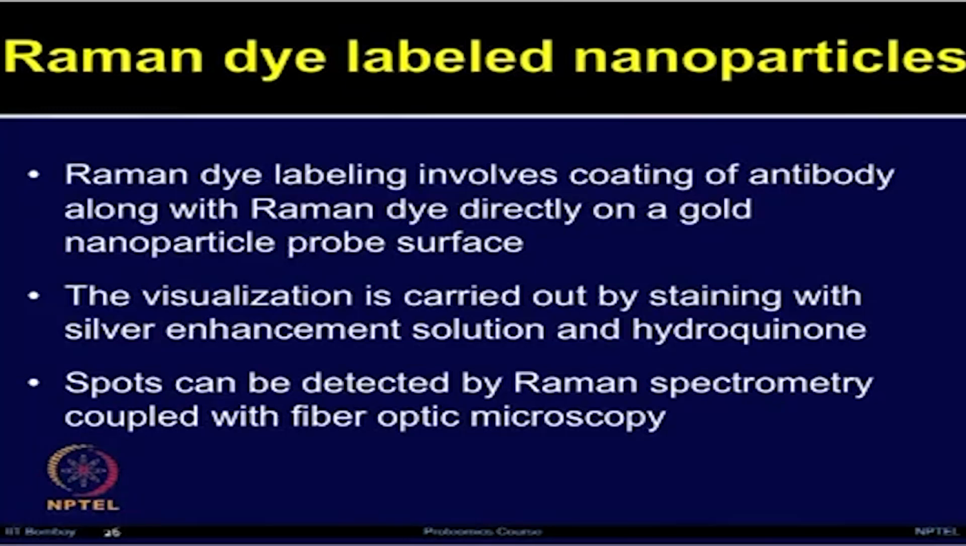The Raman dye labeling involves the coating of antibodies on the array surface. Usually the surface is gold. By using the Raman dye directly on the gold surface, which are the nanoparticle probes, the visualization can be carried out by staining with a silver enhancement solution as well as hydroquinone. The spots can finally be detected by using Raman spectrometry coupled with fiber optic microscopy.